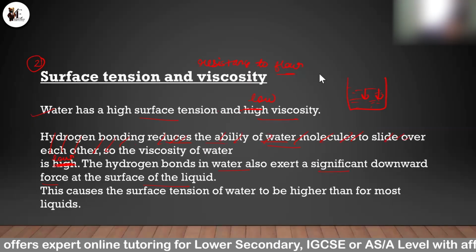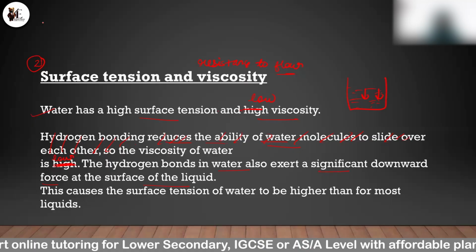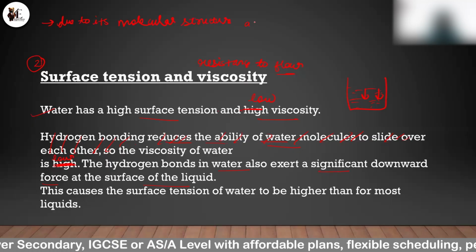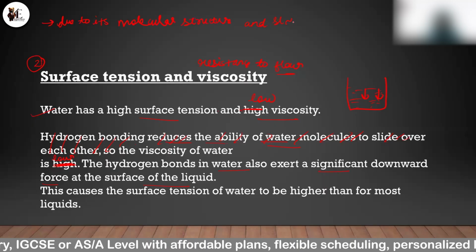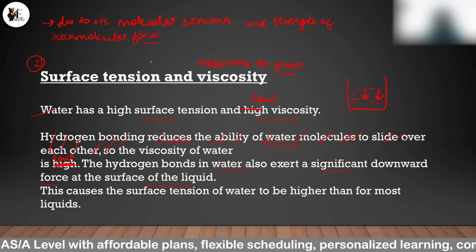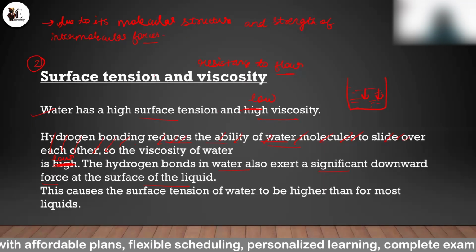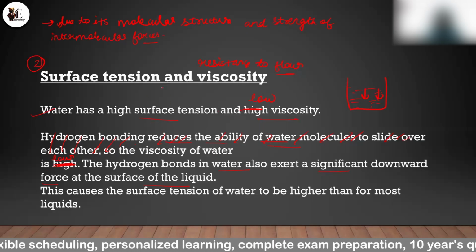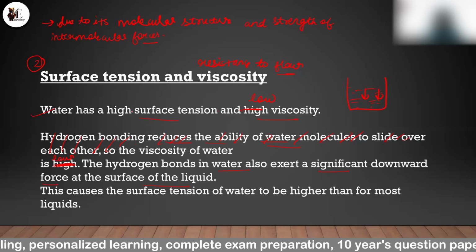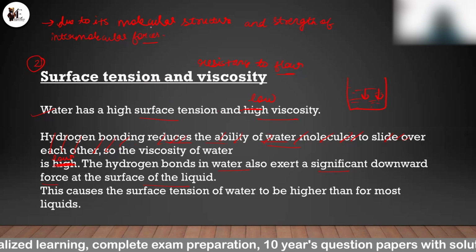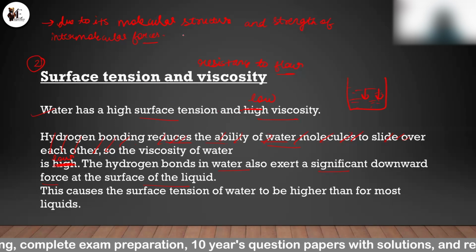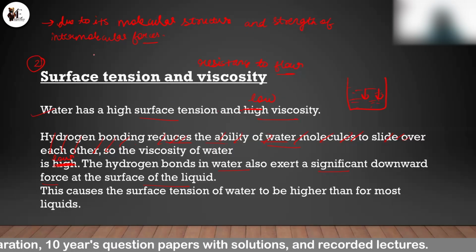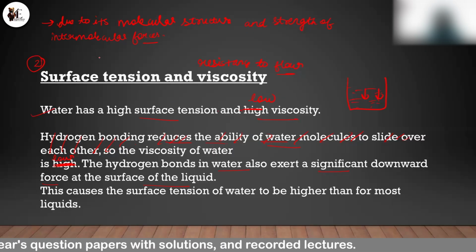Okay, I'm writing the correct explanation here. Water has a low viscosity due to its molecular structure and strength of intermolecular forces. As we know, water molecules are held together by strong hydrogen bonds, but these bonds are not as strong as in more viscous liquids. So we can say that the close packing of the water molecules and the relatively low molecular weight of water contribute to its low resistance to flow.